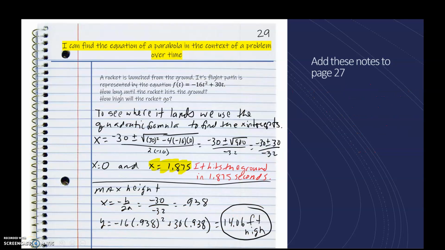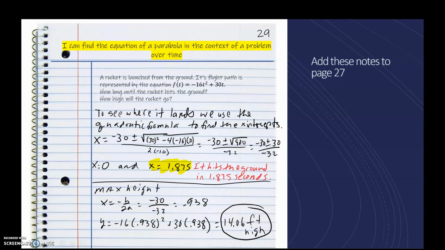All right, now let's look at this again, but I'm giving you a different piece here. It's a different equation. So here's a rocket launching from the ground, going up, and then coming back down to the ground. And so the first question is, how long until the rocket hits the ground? So what we're going to do here is actually use the quadratic formula, because if you remember, when it's on the ground, that's the x-intercepts.